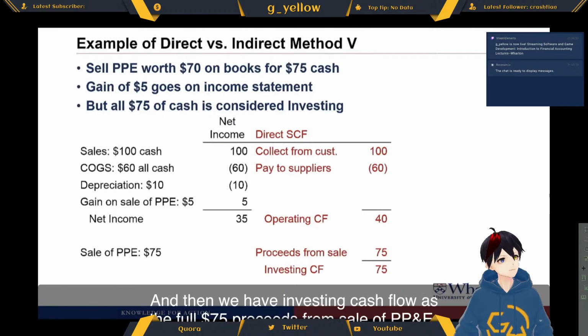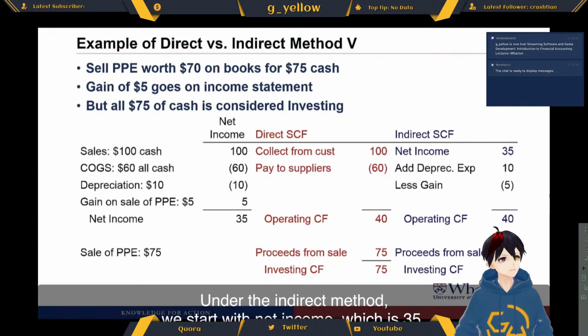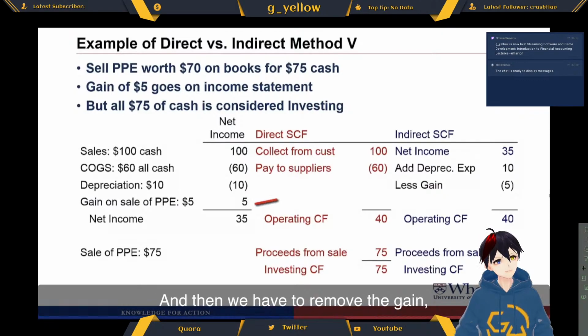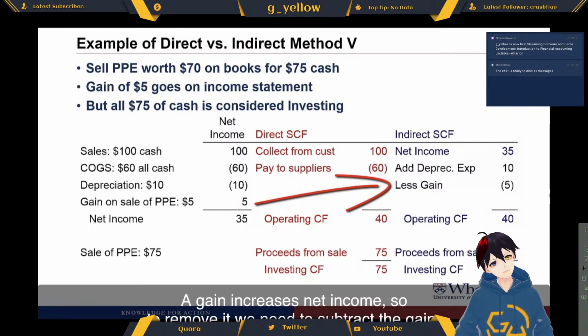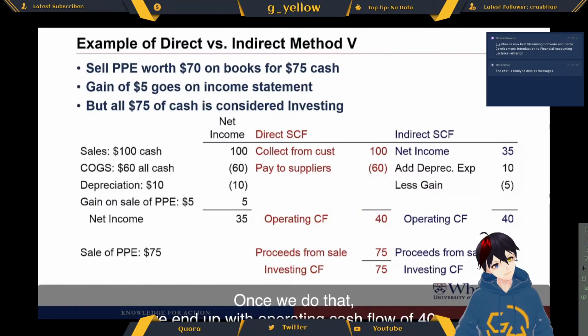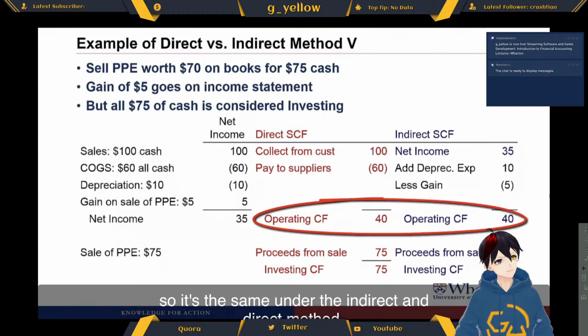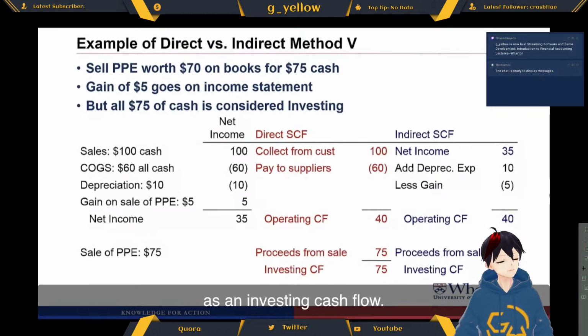And then we have investing cash flow as the full $75 proceeds from sale of PP&E. Under the indirect method, we start with net income, which is $35. We add back depreciation expense of $10 because it's a non-cash expense. And then we have to remove the gain, otherwise we'll double count that cash flow. A gain increases net income, so to remove it, we need to subtract the gain. Once we do that, we end up with operating cash flow of $40, so it's the same under the indirect and direct method. And then we have, again, the full cash flow from the sale of the PP&E, $75, as an investing cash flow.